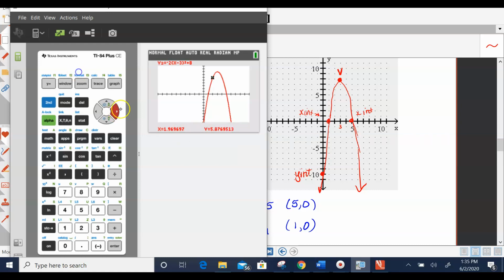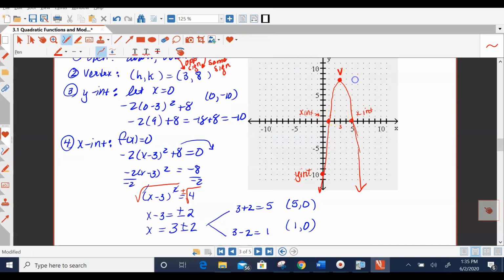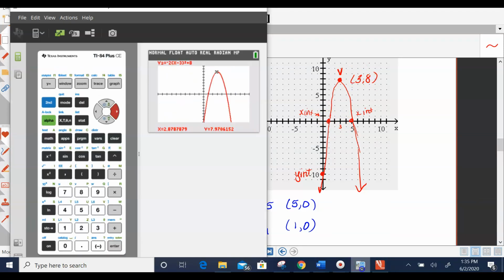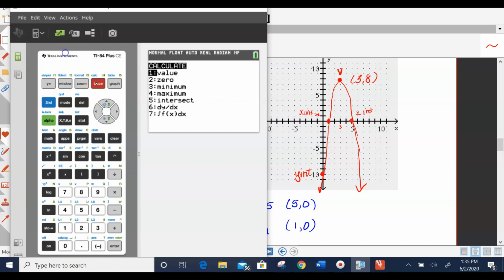Now, unfortunately, it's not going to show you exactly what they are, but you can see it was at 3, 8, and looks like that's right around 3, 8. Let me show you how you could find it exactly on your calculator. Let's recall this feature, second calc. Since that vertex is a max, let's choose the max feature.